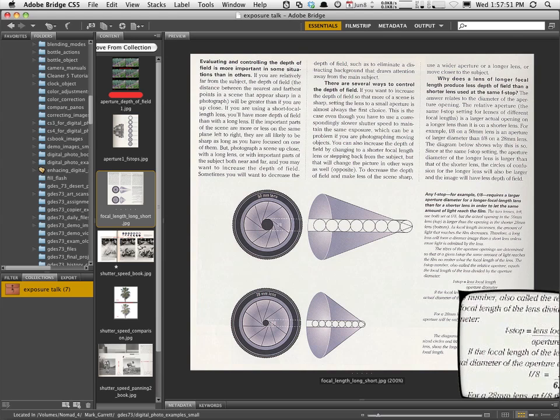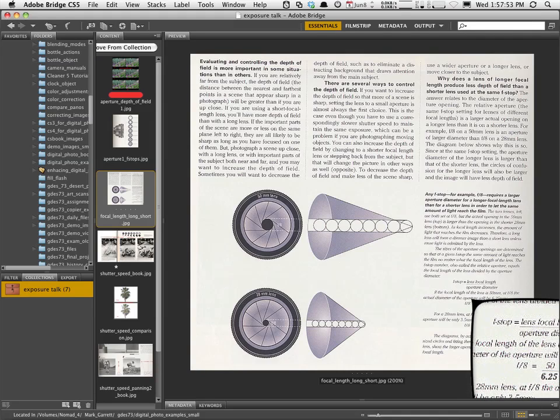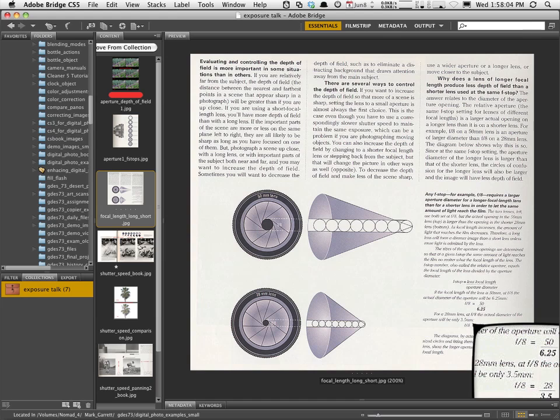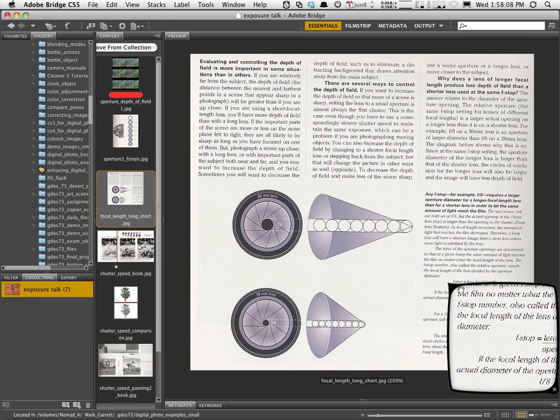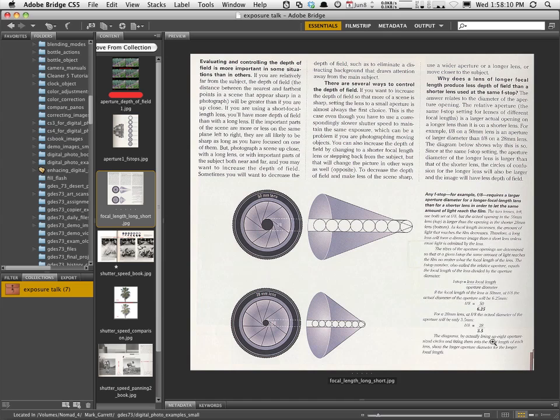So here's an example. This one says f8 is equal to 50 over 6.25. So that's 50mm divided by 6.25mm. That is 8. So that is why we get f8. This is just telling you that the actual hole in the lens for a certain f-stop may be different depending on how long the lens is. So that is the aperture.